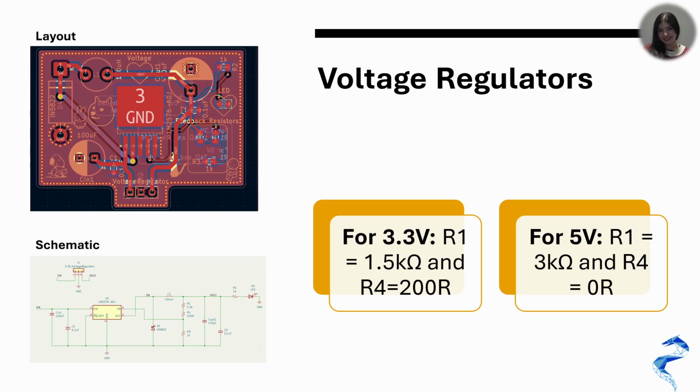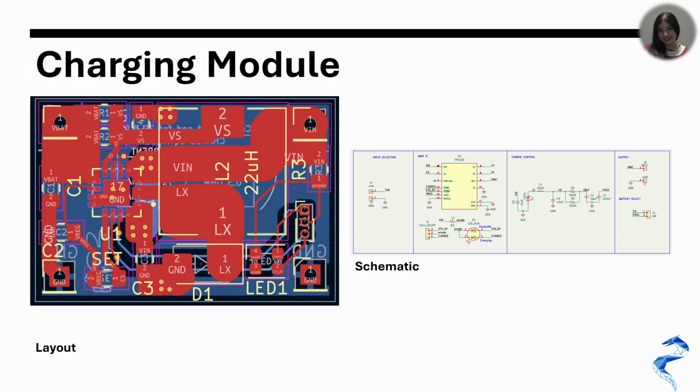For the 5-volt rail, which powers higher current devices like the LED strip and amplifier, we use a different resistor configuration to set the output to 5 volts. In the PCB layout, input and output capacitors are placed close to the regulator, and the switching loop is kept compact to reduce noise and improve efficiency. Overall, these two buck regulators provide stable 3.3-volt and 5-volt rails from a variable battery source, ensuring reliable system operation.